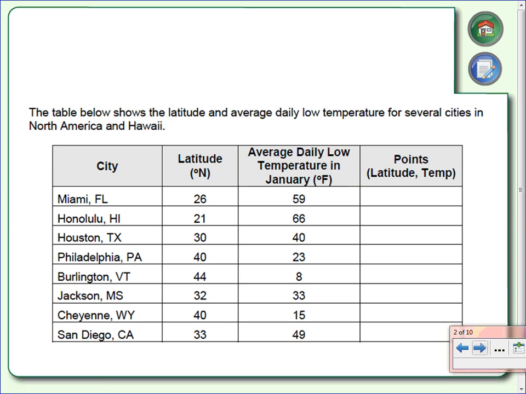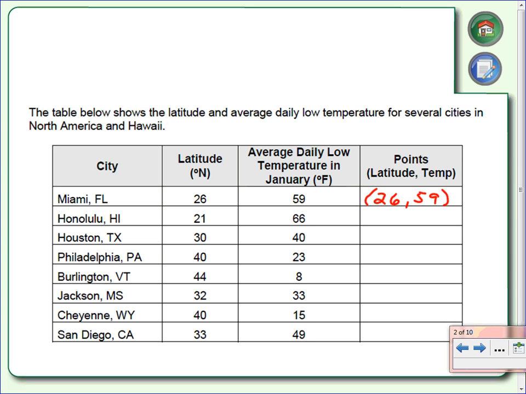All you had to do for me was create a point or an ordered pair based on each of these cities. So, for example, Miami here, they gave us a latitude of 26 and the average low temperature of 59. So all we're going to do is create an ordered pair based on these two numbers. And that ordered pair is 26, 59. That's all it is.